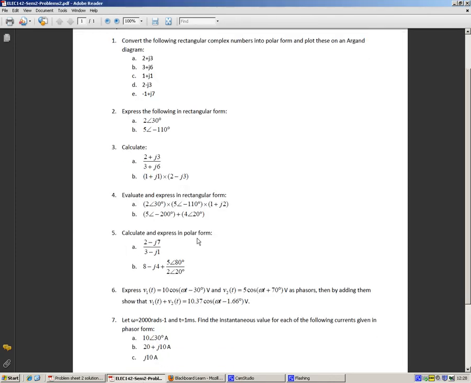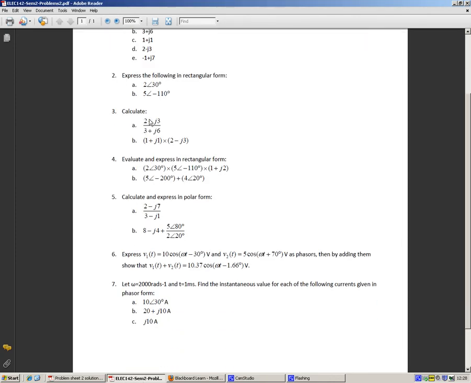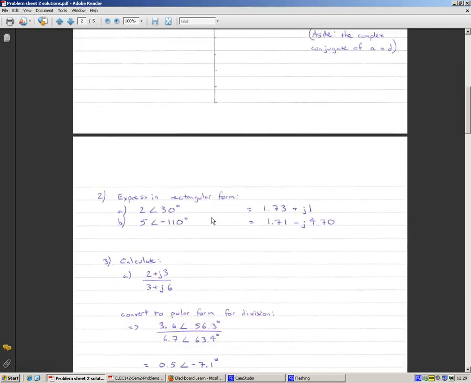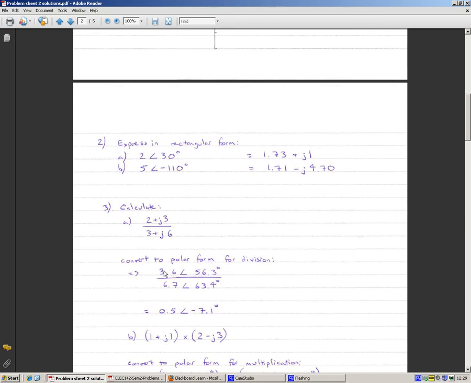So next up, question 3, you're asked to calculate A: 2 plus j3 over 3 plus j6. I've just said that when we're doing division, we want to be working in polar form. So what we need to do to solve this problem is convert the numerator and the denominator into polar form. Then we can do the division. I've just done this on my calculator, so 3.6 at an angle of 56.3, and then the bottom is 6.7 at an angle of 63.4. Then you can just divide it.